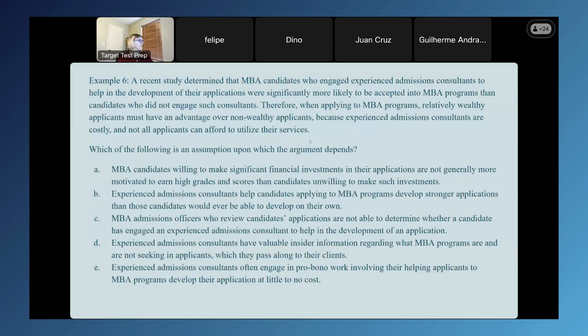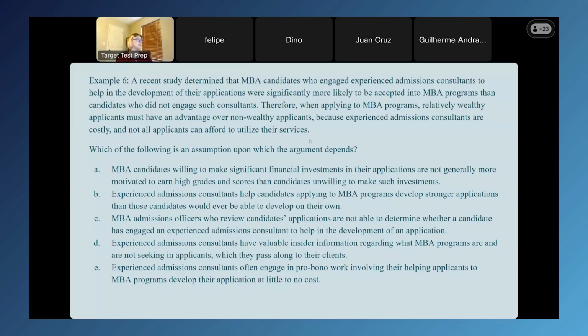Let's go through it. A: MBA candidates willing to make significant financial investments in their applications are not generally more motivated to earn high grades and scores than candidates unwilling to make such investments. So they're saying that wealthy candidates have an advantage, and A is saying these people are not generally more motivated to earn high grades and scores than candidates unwilling to make such an investment.